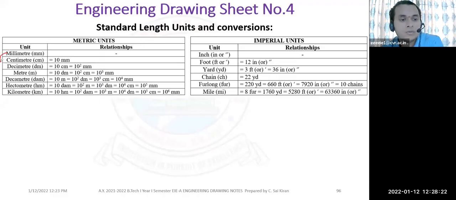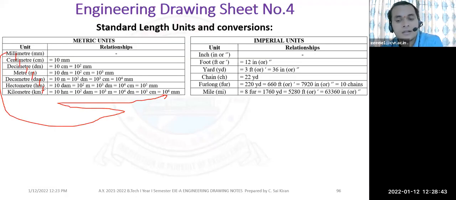Just know that 1 kilometer equal to 10 to the power of 6 mm, and all these things you have to know. These you can calculate if you know the relationship between millimeter, centimeter, decimeter, meter, decameter, hectometer, and kilometer. If you know the relationship, then you can calculate. Calculators are allowed. In the calculator you can calculate. Okay, 1 foot equal to 12 inches, 1 yard equal to 3 feet, 1 chain equal to 22 yards. Like this you have to calculate. So generally the problems don't go beyond the yards. So till yards you have to remember. Minimum you have to remember till yards.